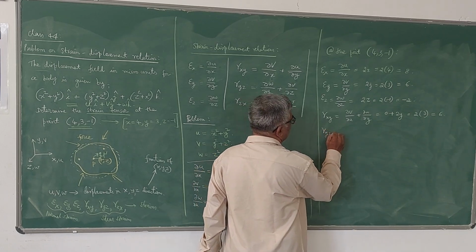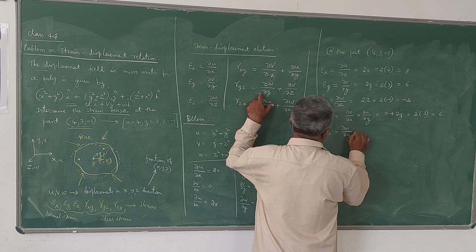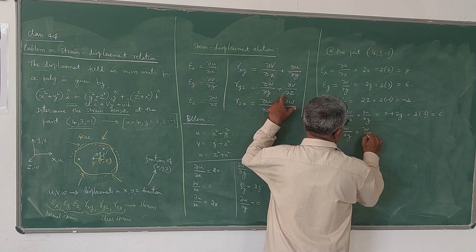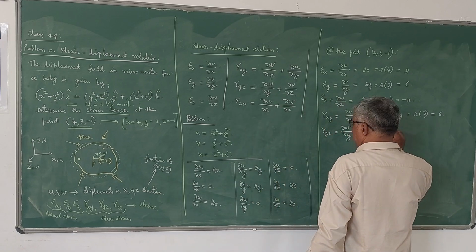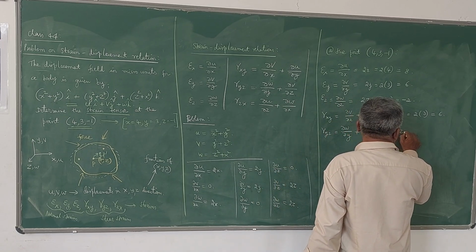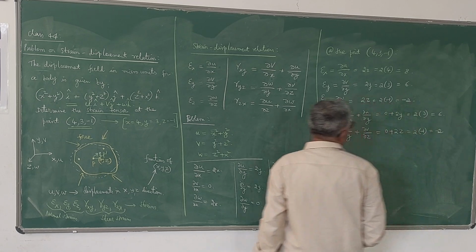Gamma yz is dou w by dou y plus dou v by dou z. Dou w by dou y is 0. Dou v by dou z is 2z. That is 2 into minus 1, which is minus 2.